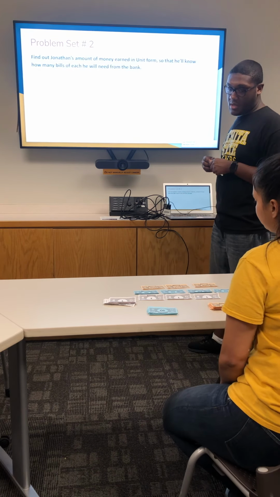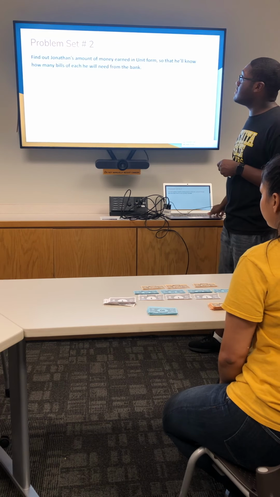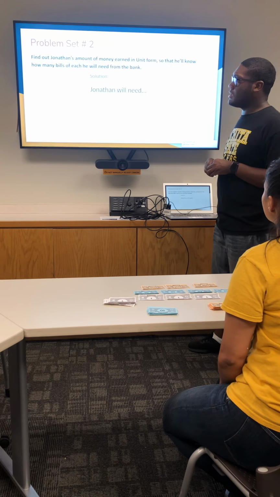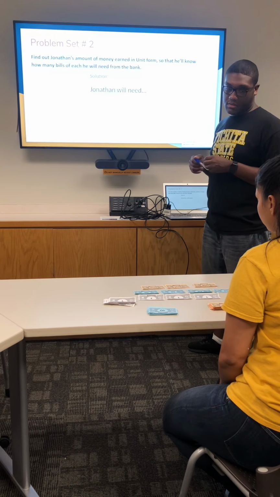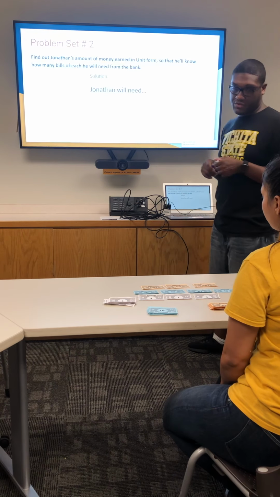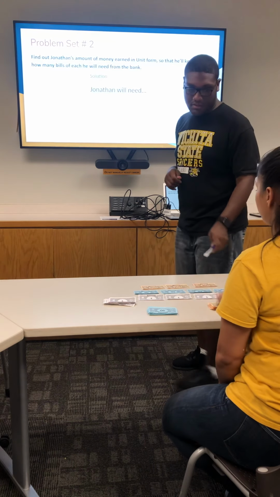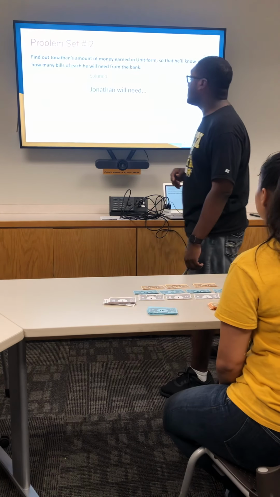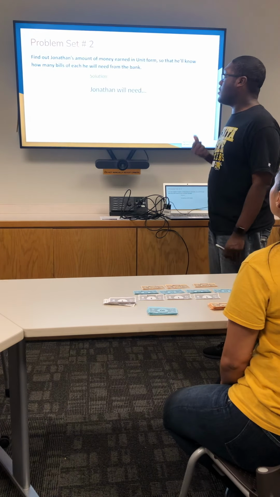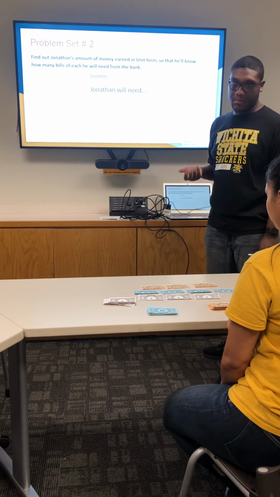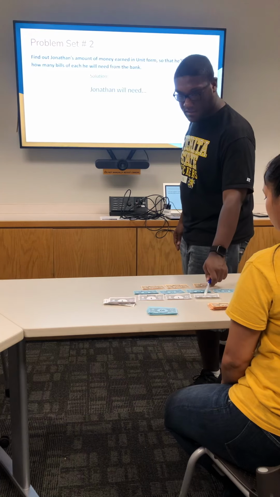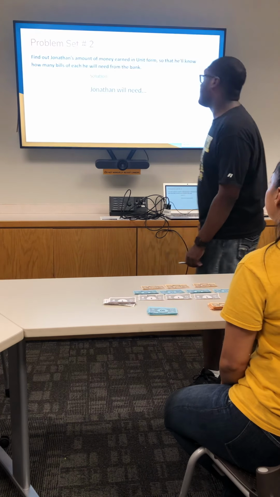300. $300 bills. So Jonathan will need, and then how many $10 bills does the bank have to give Jonathan? 4. So let's count. 1, 2, 3, 4. Very nice. And then how many $1 bills does the bank have to give Jonathan? 3. Let's count those. 1, 2, 3.